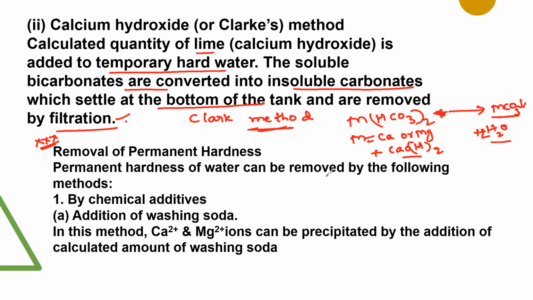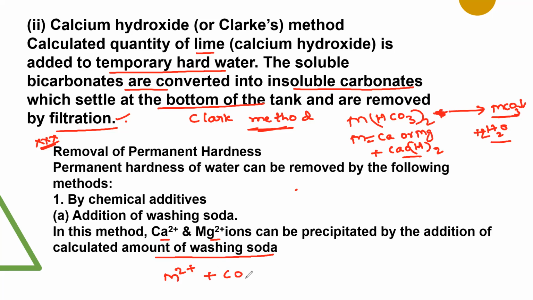Permanent hardness of water can be removed by the following methods. First, by chemical additives, that is, addition of washing soda. The main aim is to remove calcium and magnesium ions. In this method, calcium and magnesium ions are precipitated by the addition of a calculated amount of washing soda.